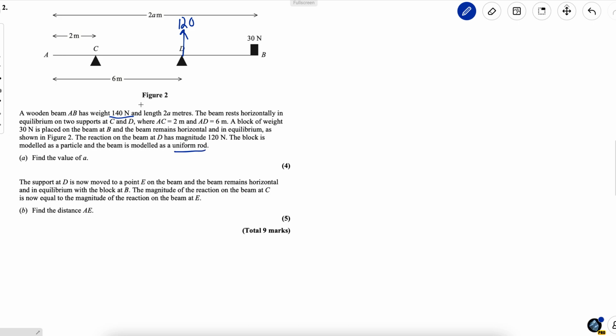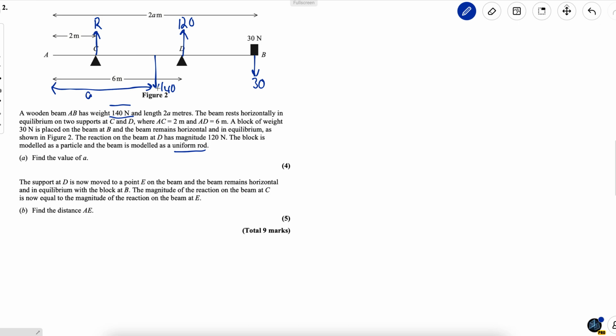There it is, uniform. So now we can go back to here. That means this weight acts in the centre. 140. If the beam is 2a meters long, halfway is going to be a meters. The block, find the value of a. So I'm going to have to take moments here. I haven't marked on all of the forces yet, so I'll just mark on R there and 30 going downwards, which is the weight, so I don't need to multiply by gravity.